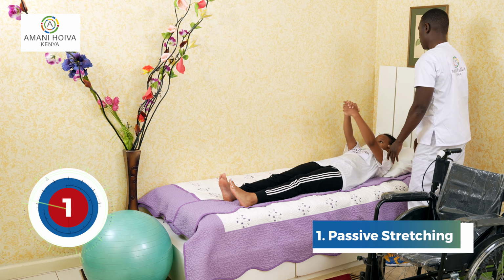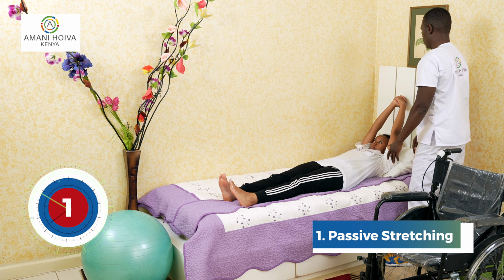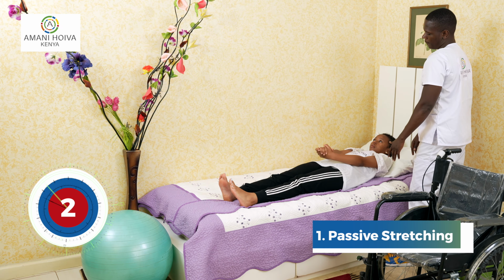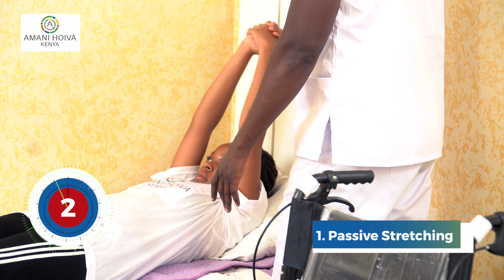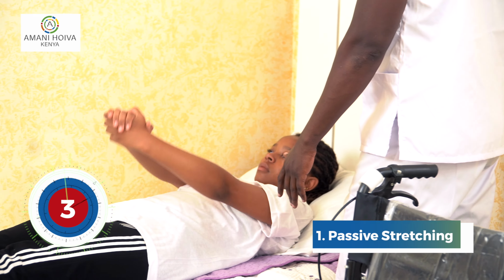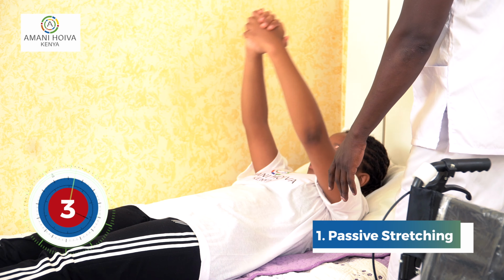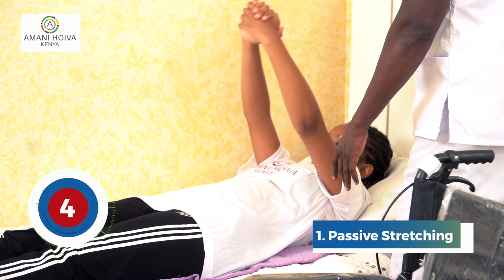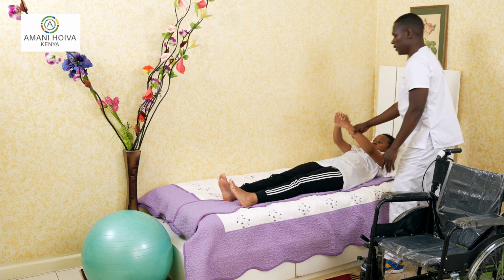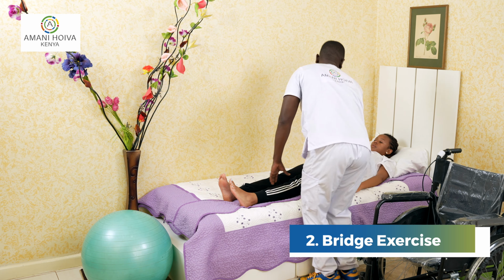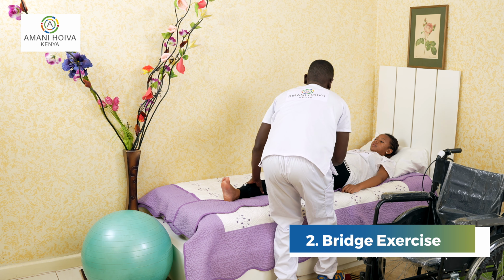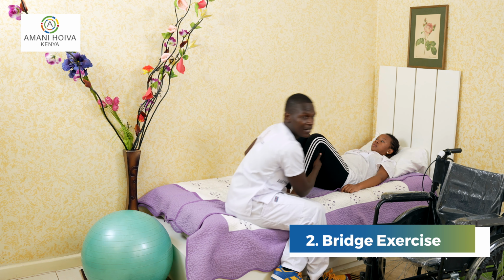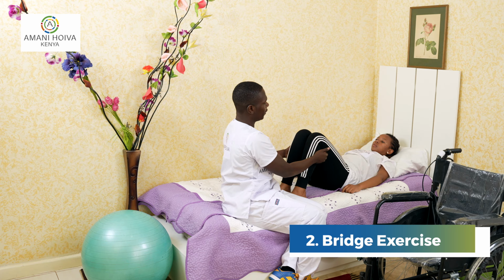1, 2, 3, 4, 5, good work. The next thing you can do is the bridge. You support both legs. If the legs are weak, then you try and lift your hips as high as you can.